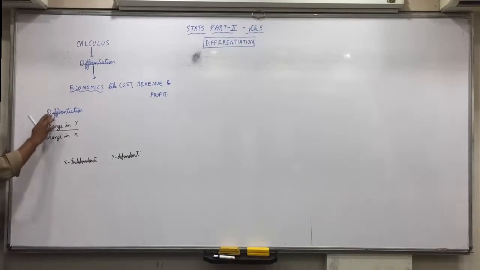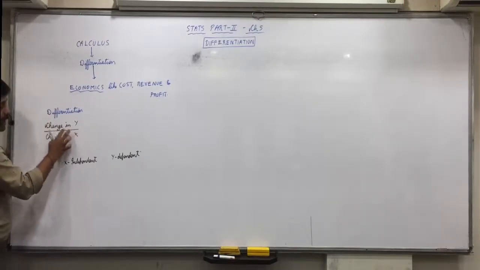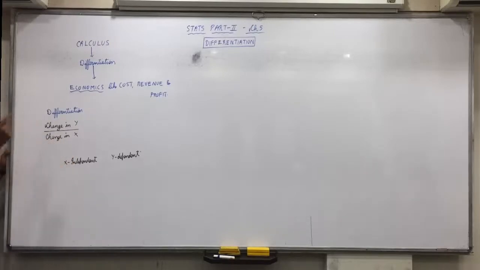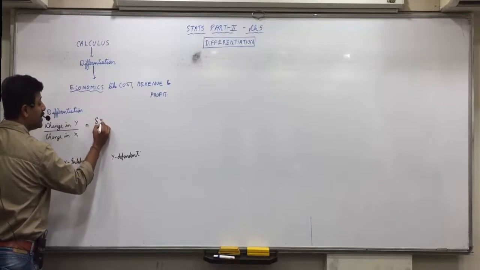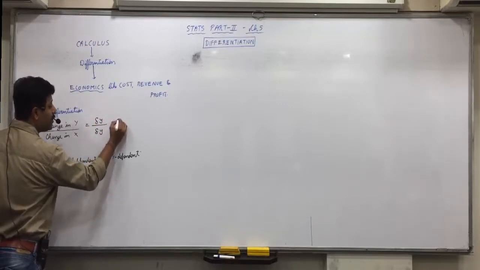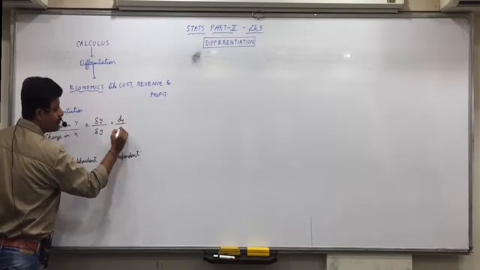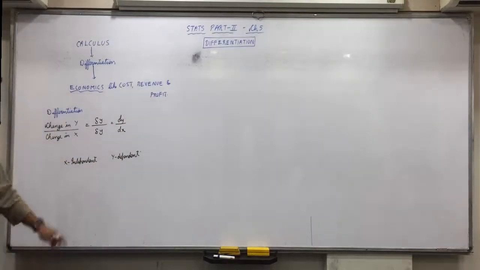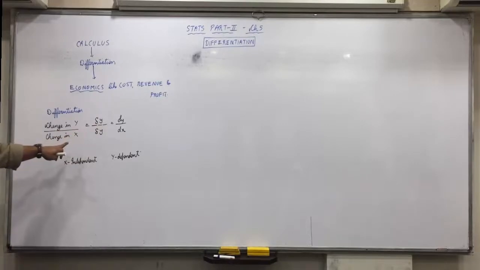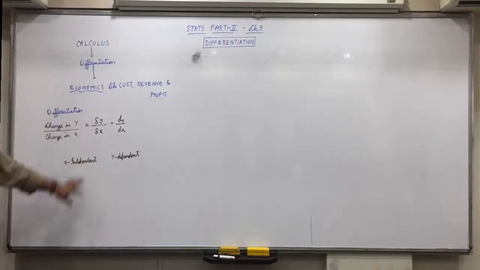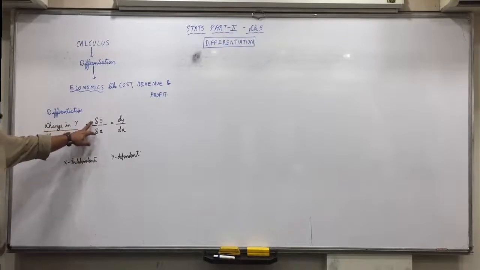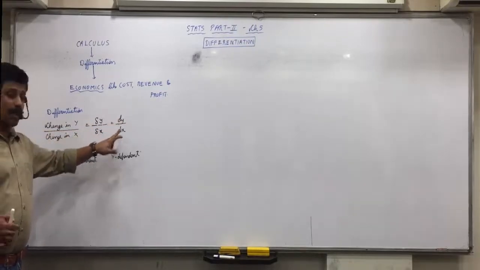But the meaning of differentiation is what? Change in Y due to change in X. And differentiation is actually a mathematical technique of finding the same. Change is generally denoted as delta, which for simplicity we will denote as D. Okay? Delta Y means change in Y upon delta X, which means change in X. Delta means change. For simplicity, instead of delta, we will denote it as D. So dy upon dx.